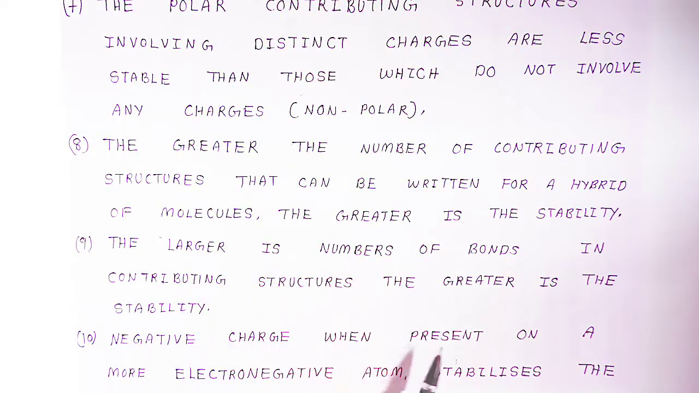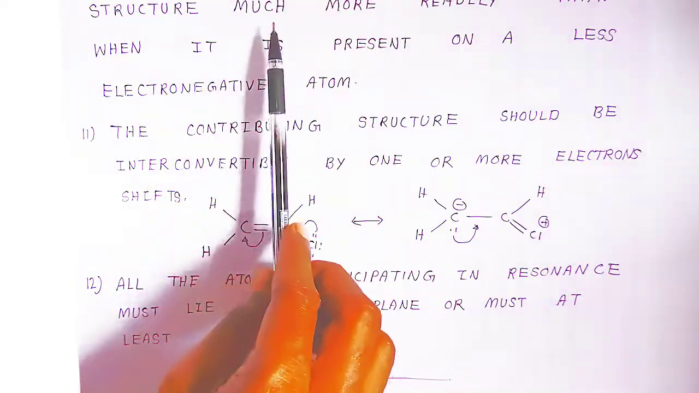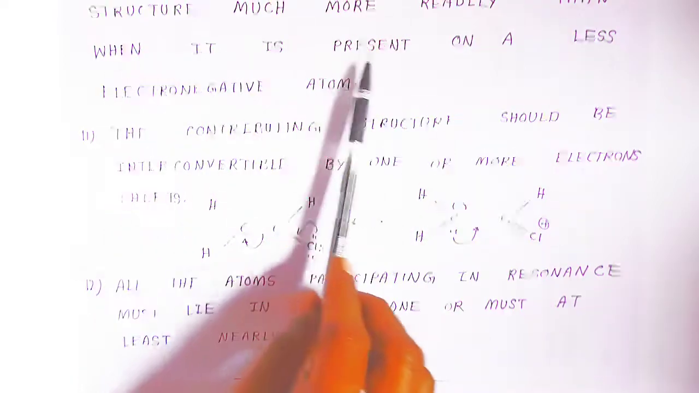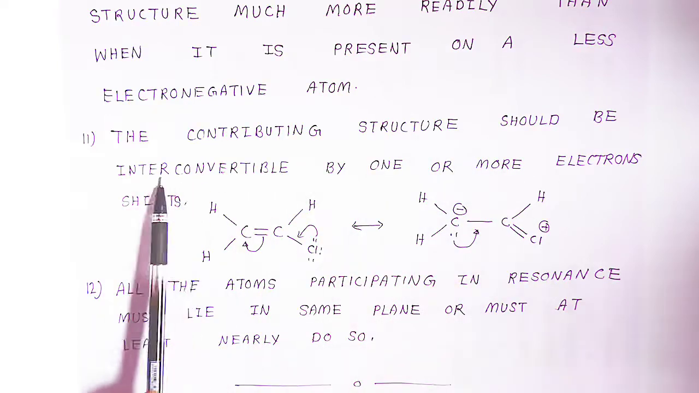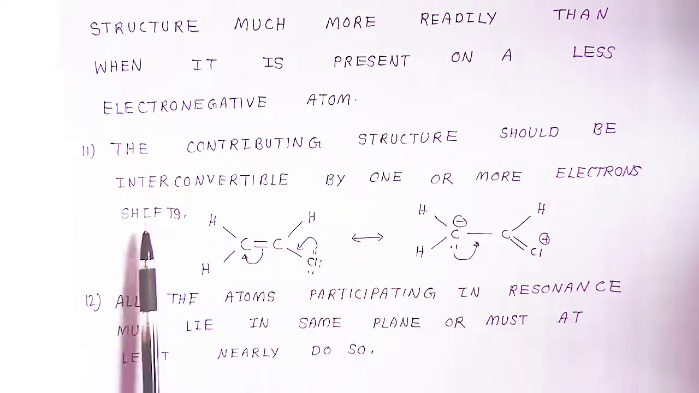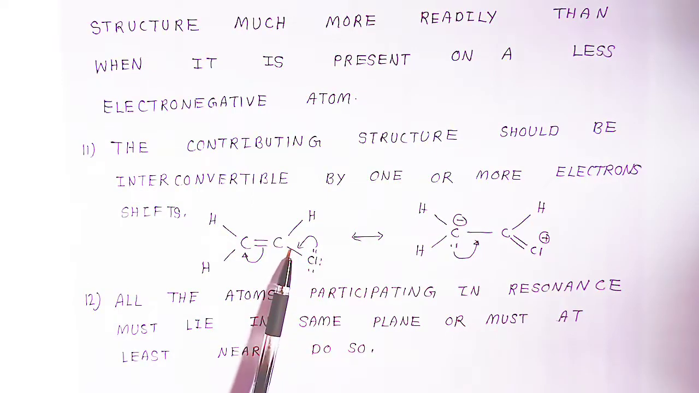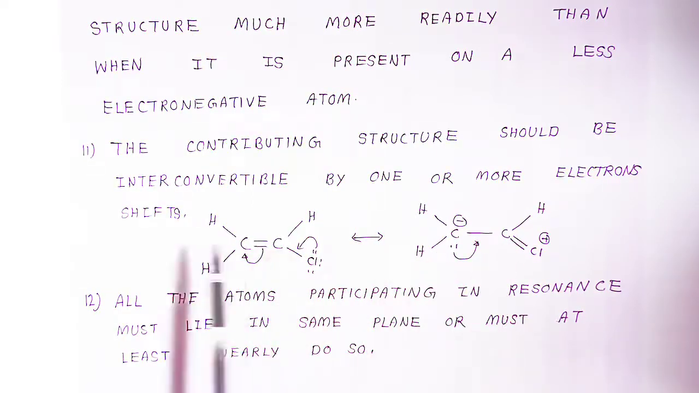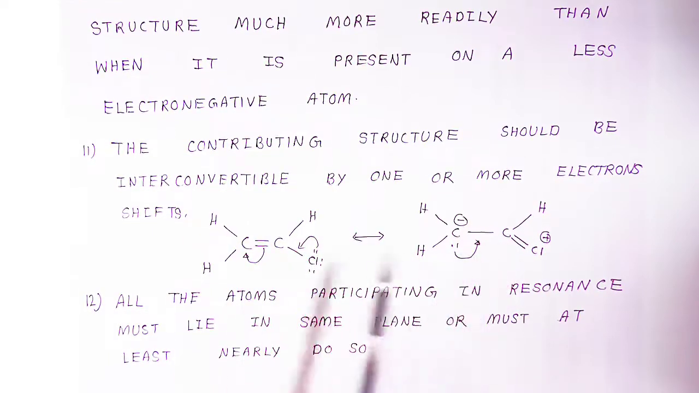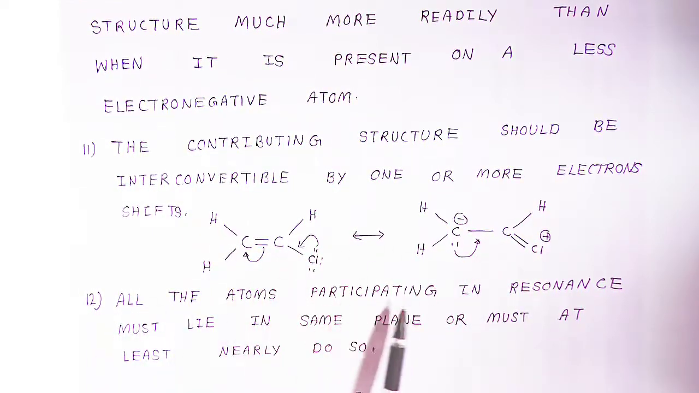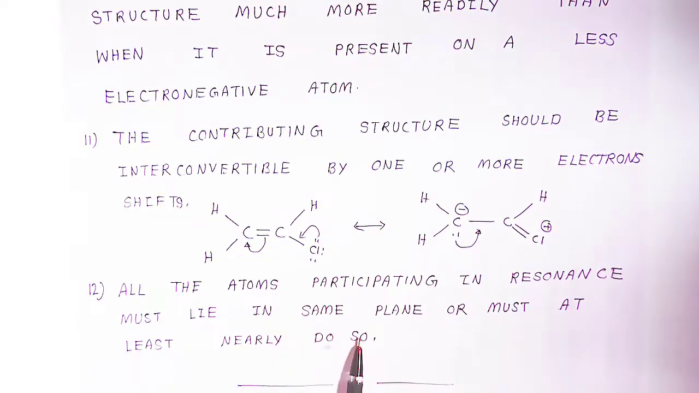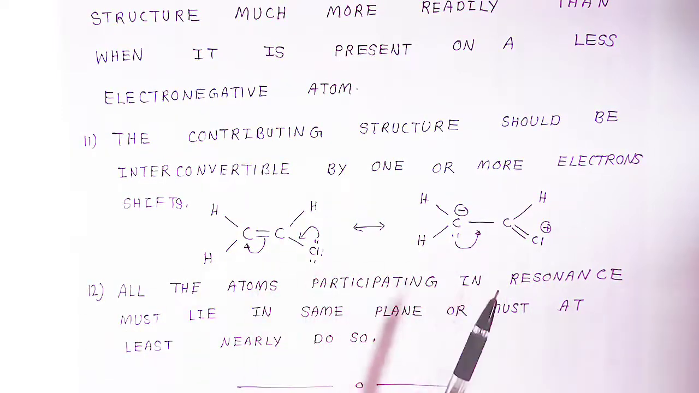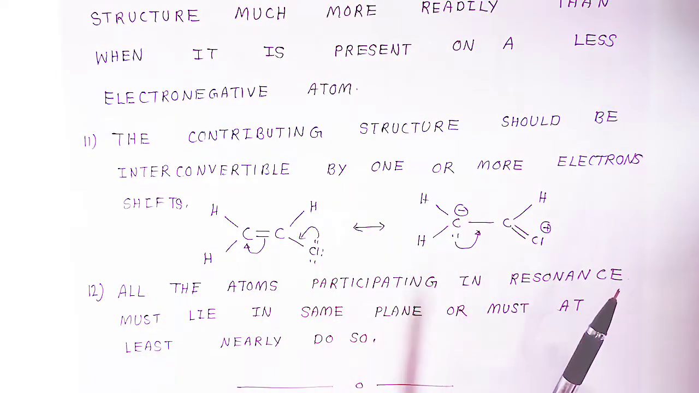Negative charge, when present on a more electronegative atom, stabilizes the structure much more readily than when it is present on a less electronegative atom. The contributing structures should be interconvertible by one or more electron shifts. Here, students, the electrons are shifted here and this electron is shifted. That means these are the contributing structures, so you cannot fix the position of the electron at one place. All the atoms participating in the resonance must lie in the same plane, or at least nearly so. Then only the molecule will be more stable. These are the 12 characteristics we have seen in resonance.